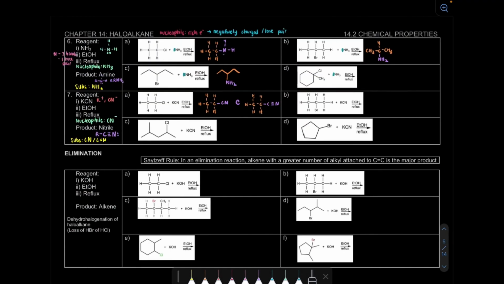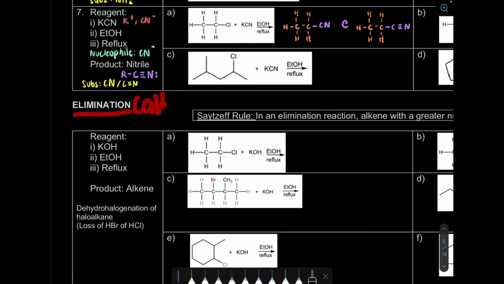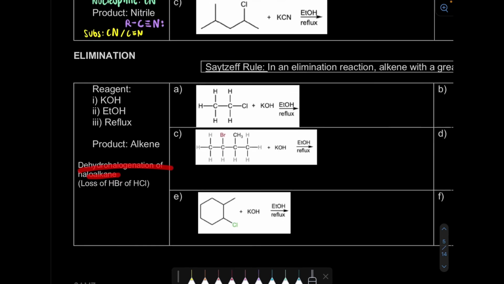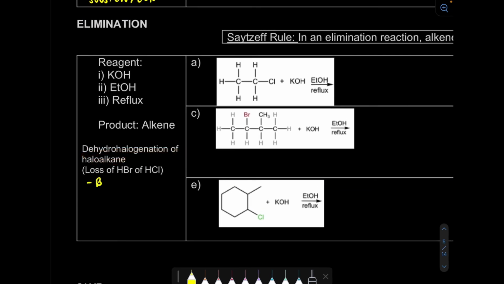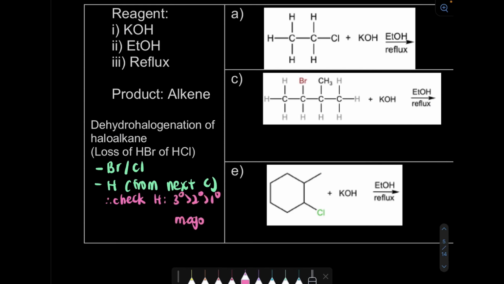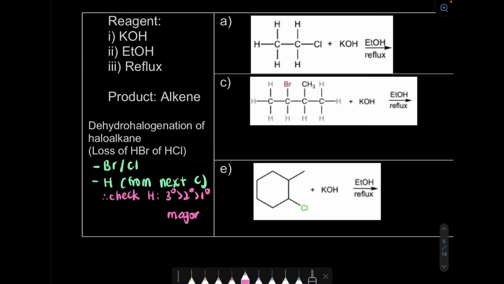So now let's look for the case of elimination. Okay, so elimination is something that we have learned in alkene. So, kali ni kita akan belajar dehydrohalogenation of haloalkane. Okay, satu kita akan lose our bromine ataupun our chlorine, depends on what halogen present, and we're gonna lose our hydrogen from the next carbon lah. Okay, and then check the classification of hydrogen, tertiary ke primary ke secondary, to determine the major and minor product.